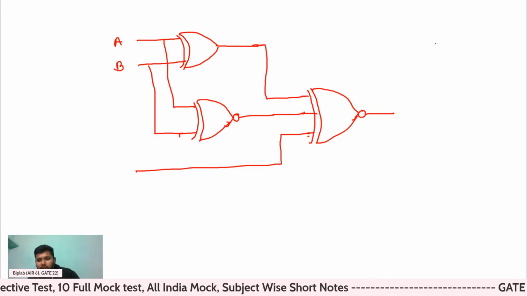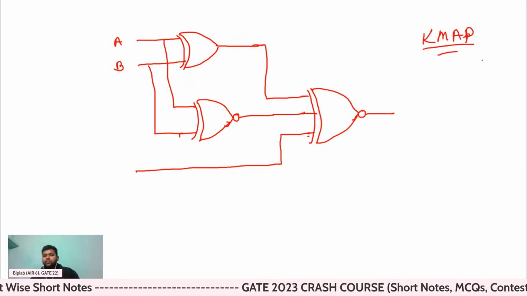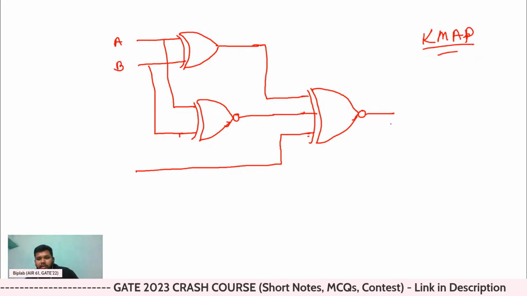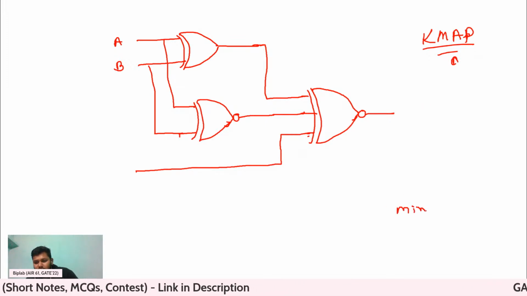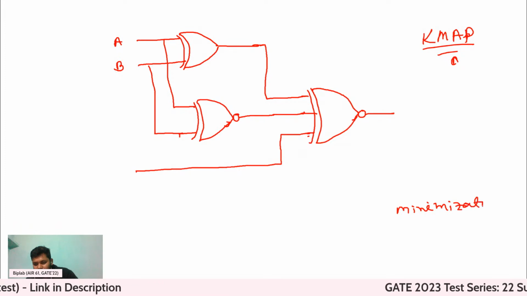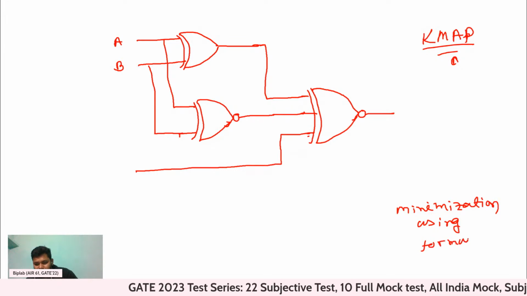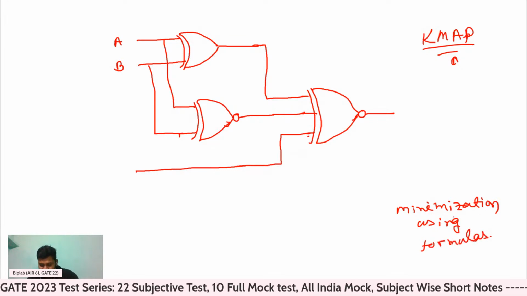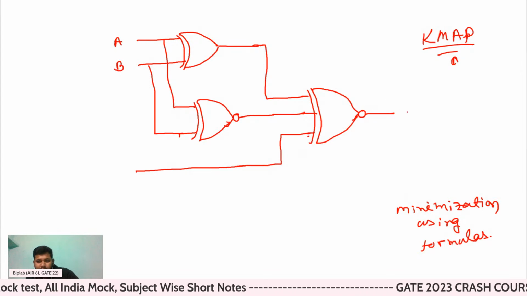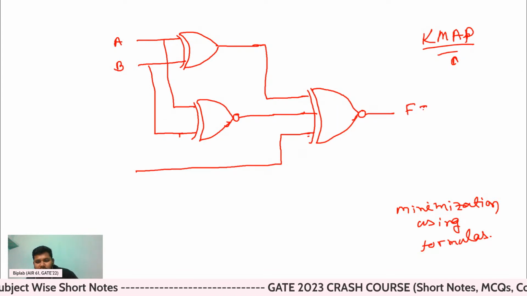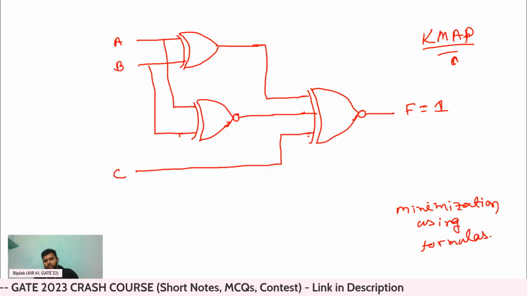If you talk about K-map minimization, that will be covered in the next lecture. Currently, we are minimizing by Boolean formula. In this lecture, we are doing minimization using formulas. Now it is given that your output F is equal to 1. Then what will be your inputs? Now try this one.